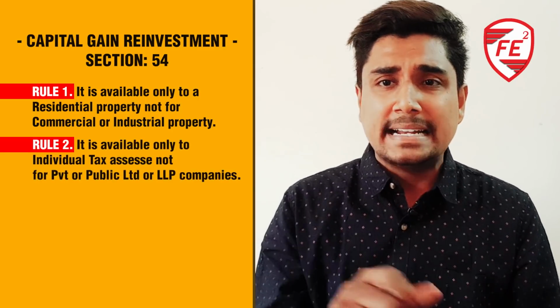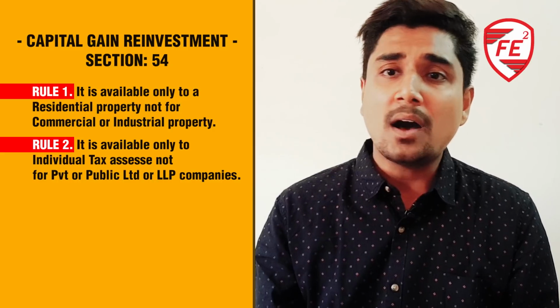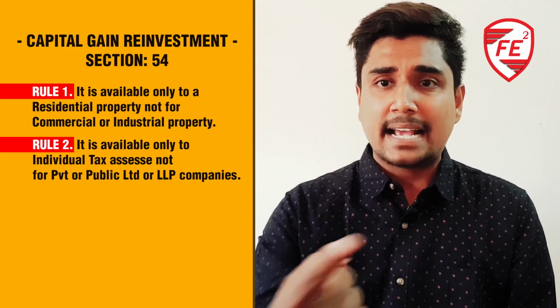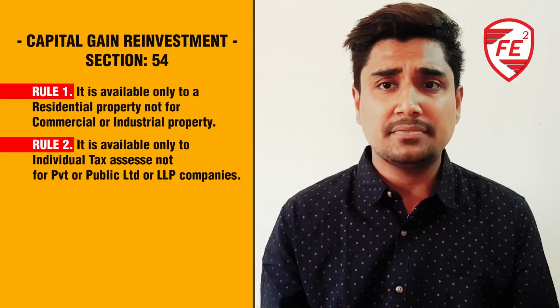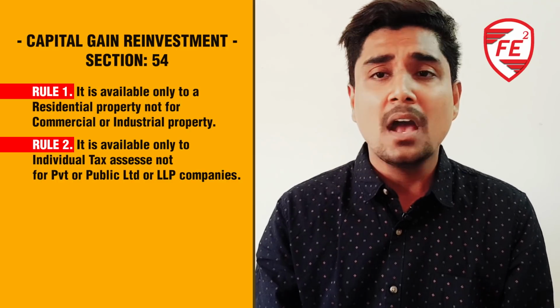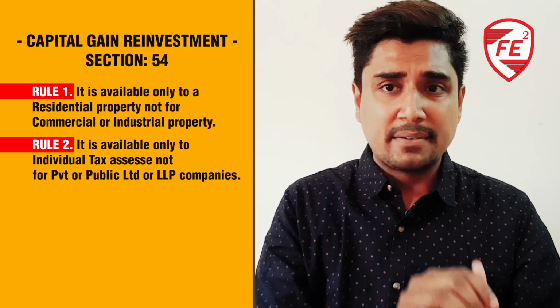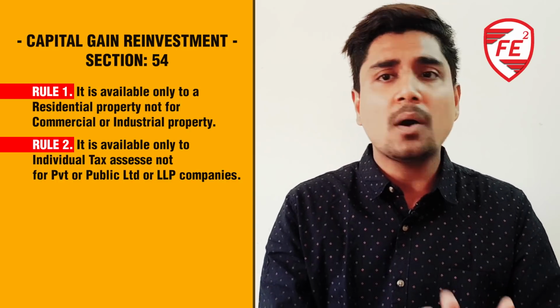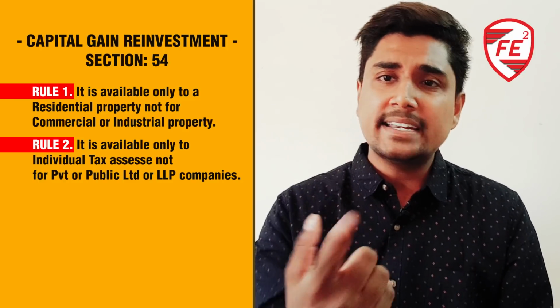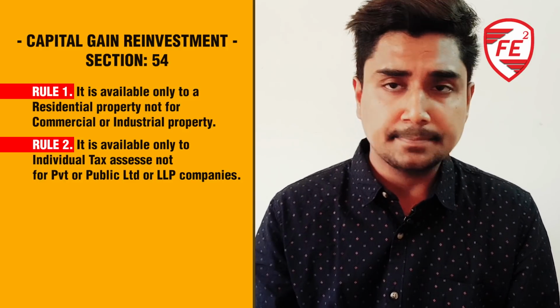Rule number 2: it is available only to an individual or HUF tax assessee. Individual tax assessee like you and me, or HUF, that's a family tax system. It's not available to a private limited company or public limited company or LLPs. It's available only to an individual tax assessee or HUF tax assessee.